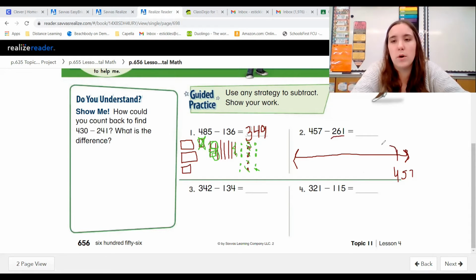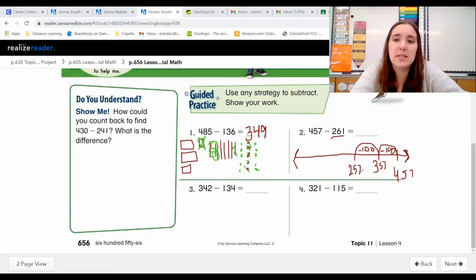So I'm going to do 100 minus 100, because we are doing subtraction. I had 400s and I took away 1, so now I only have 300s, so 357. And then I still need to do another 100 because we're taking away 200s for 261. So minus 100. I had 300s and I took away 1, so that's only 257.